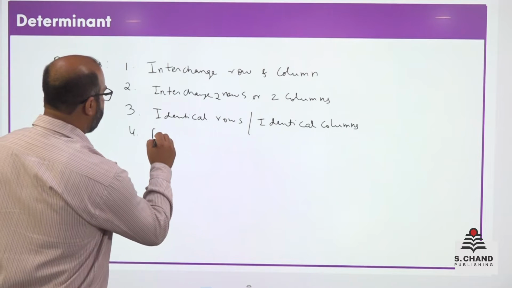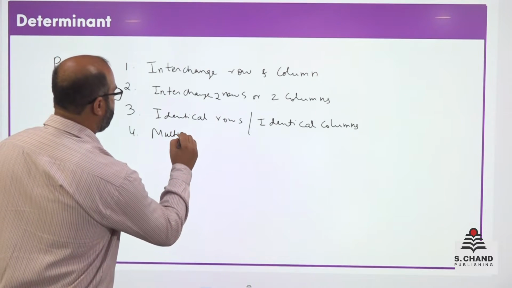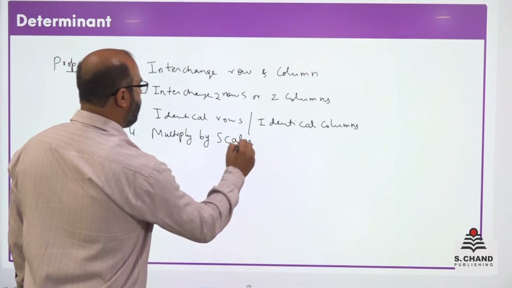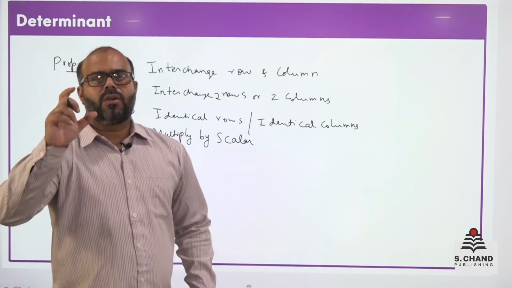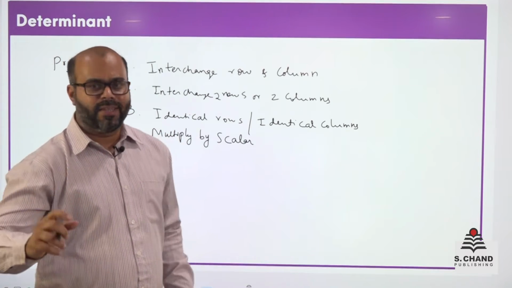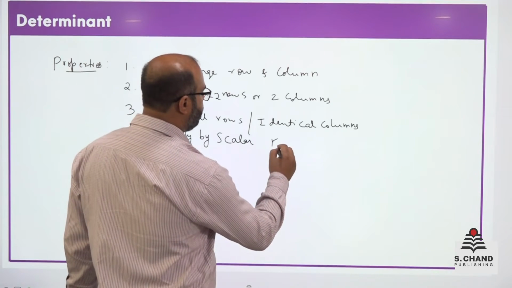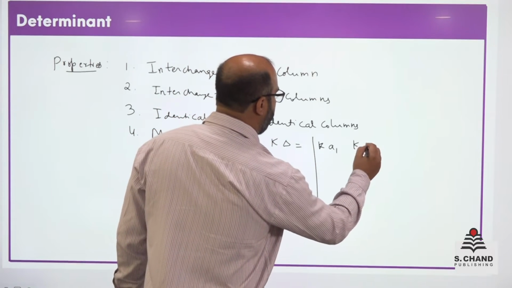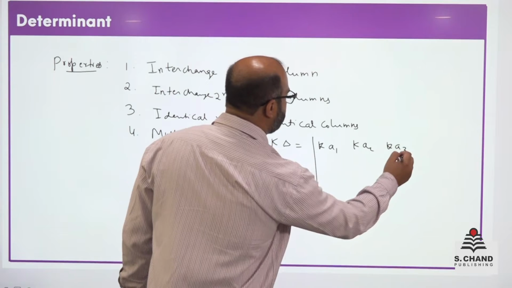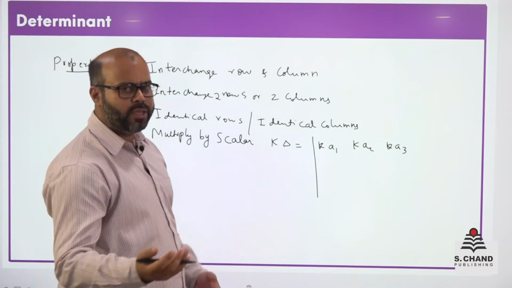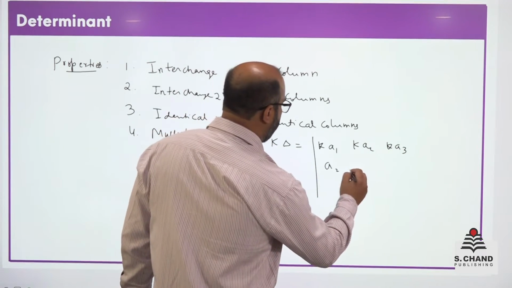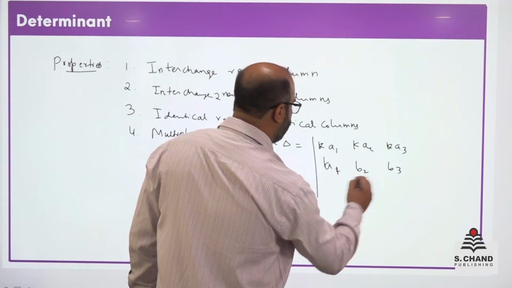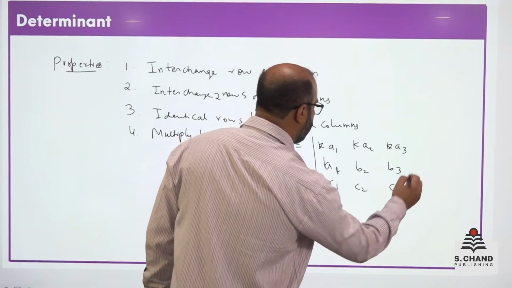If we multiply a determinant by a scalar, then what will happen? When we multiply by a scalar, any particular row or any particular column can be multiplied by that scalar. For example, k delta: k a1, k a2, k a3. K is multiplied to the first row. It can multiply to the second also, and the others will remain as they are: b1, b2, b3, c1, c2, c3.